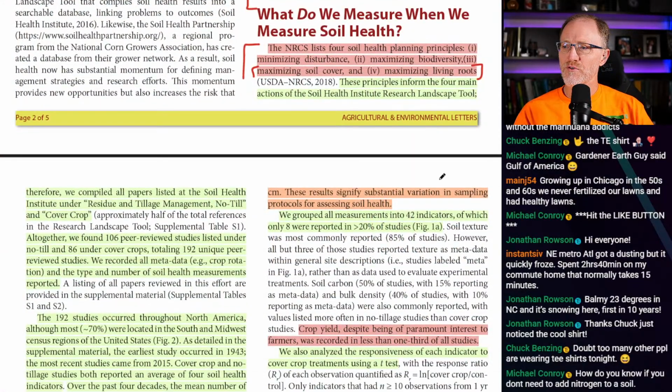You have a carpet of a living organism that minimizes disturbance, maximizes biodiversity, maximizes soil cover and maximizes living roots, probably compared to virtually any other plant on the planet. So the turf grass itself is probably helping develop, quote unquote, healthy soils. Okay. That's for all my environmental combatants and opponents out there that want to argue that turf grass is evil. It's not. These principles inform the 4 main actions of the Soil Health Institute Research Landscape Tool.